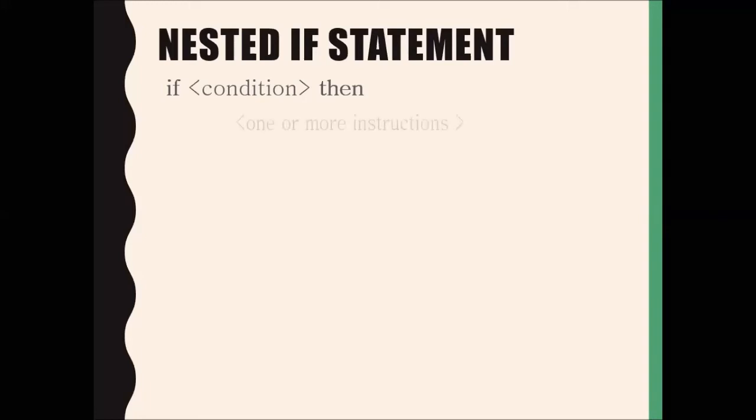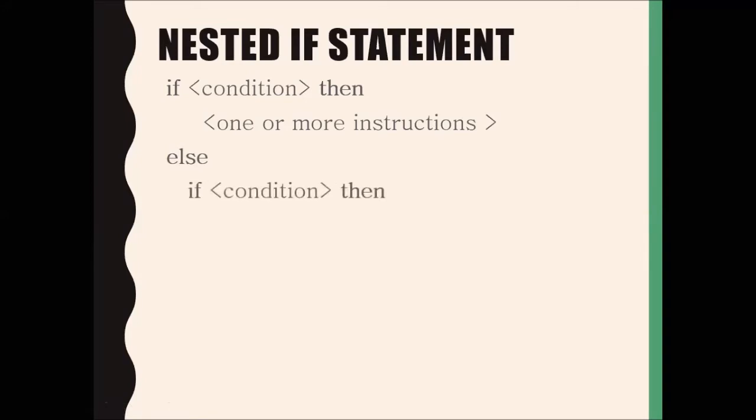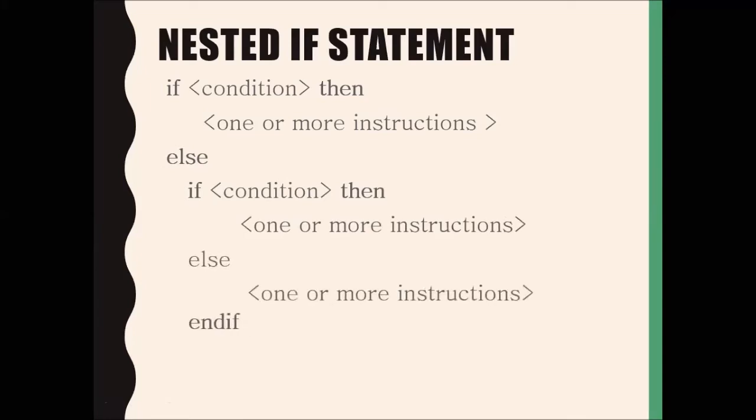All right, so our syntax here now. We have if condition, then the first set of instructions. So if it is true, it will do this. If now this is false, we're going to line up. So we have our else, our second condition, next instruction, else again, next set of instructions. So here now is our nested if.